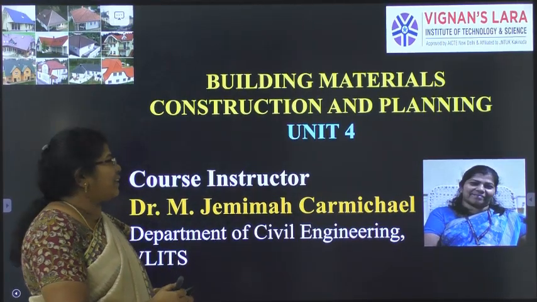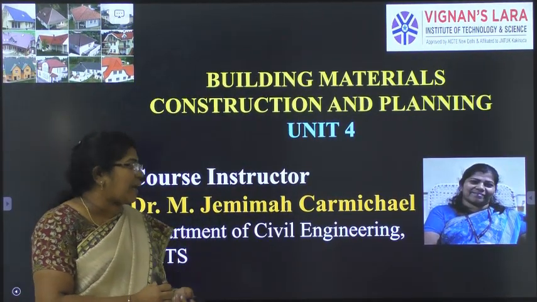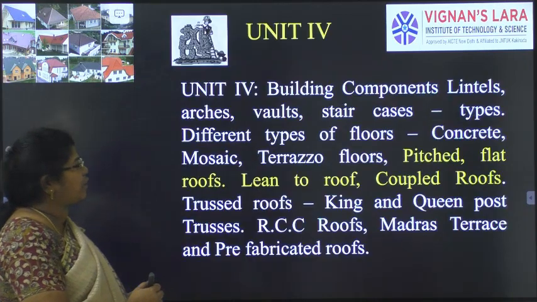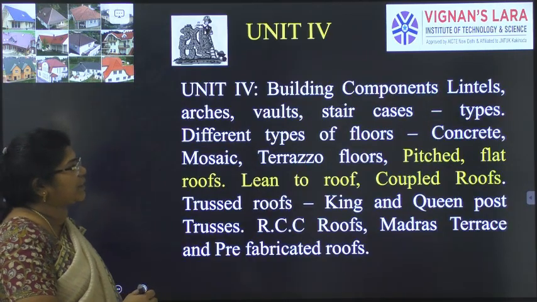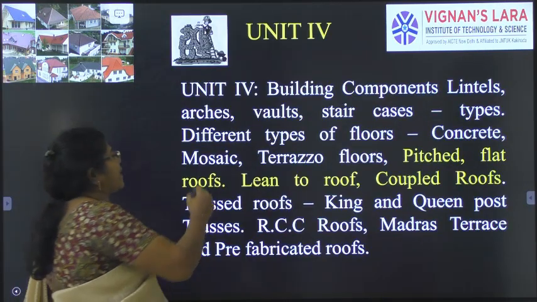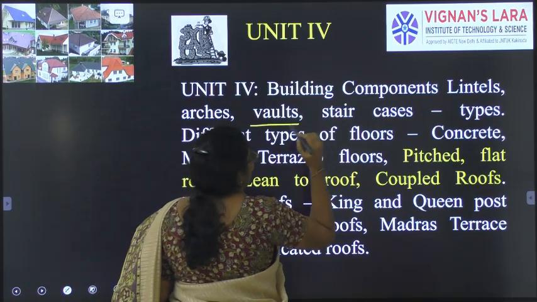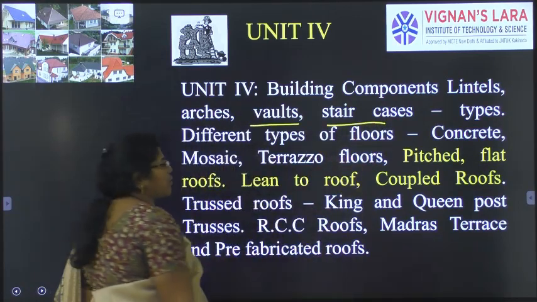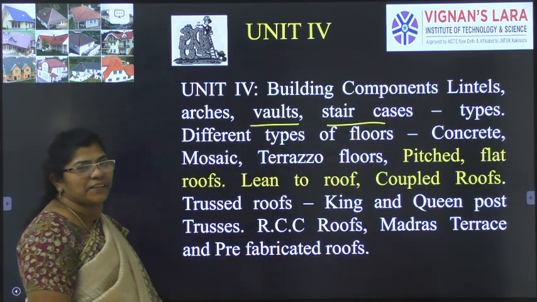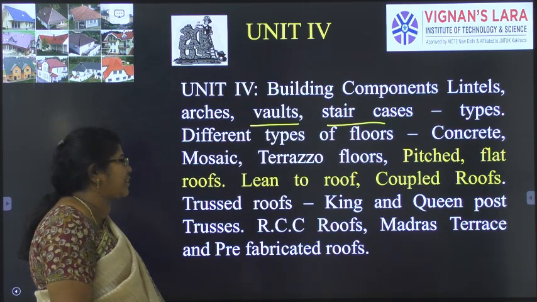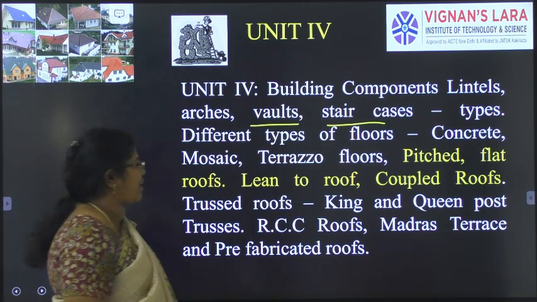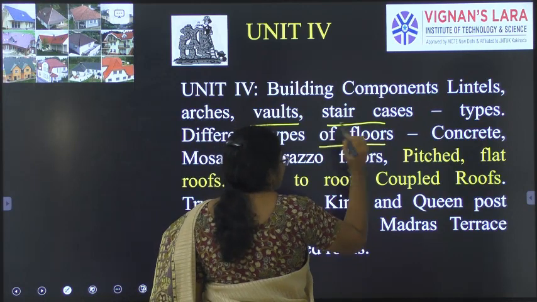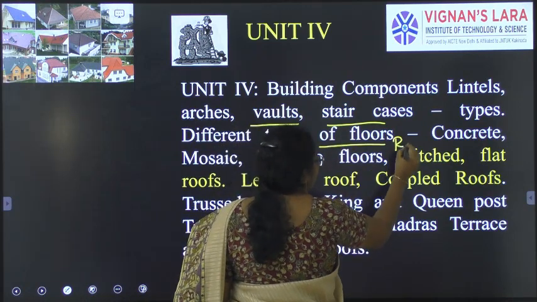Welcome students. In building material construction and planning, we are seeing the fourth unit. In the fourth unit, we saw the building components: lintels, arches, walls. We also saw the staircases, the types of staircases based on materials and positions, everything. Then we saw about the floors. Today we will see about the roof.